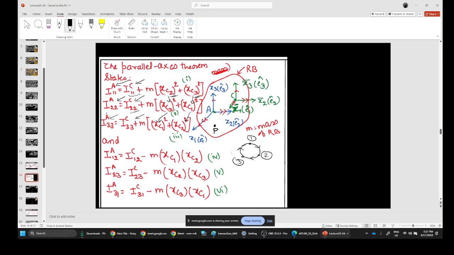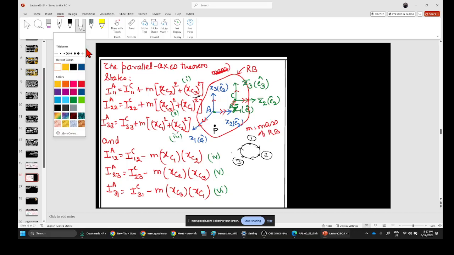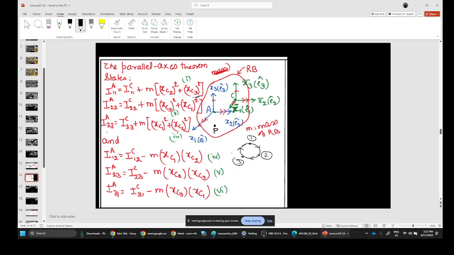So these are the first three statements relating moments of inertia at point C and at point A. There are three more statements which relate products of inertia. And this is what I believe is a new thing. These first three statements are covered in 11th and 12th classes also. But these three statements are new. They are new because the concept of products of inertia itself is new.